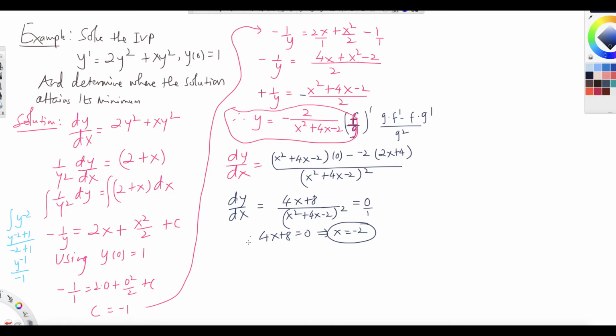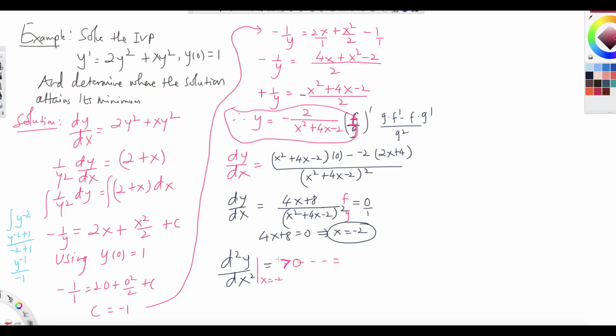So you can find the second derivative, d squared y over dx squared. You get again the same thing. This is like f over g, so you just plug in and find that. Then you plug in x equals negative 2. You will get a positive value.